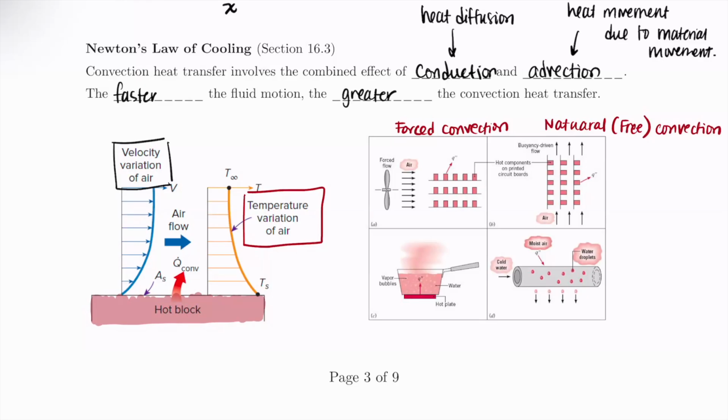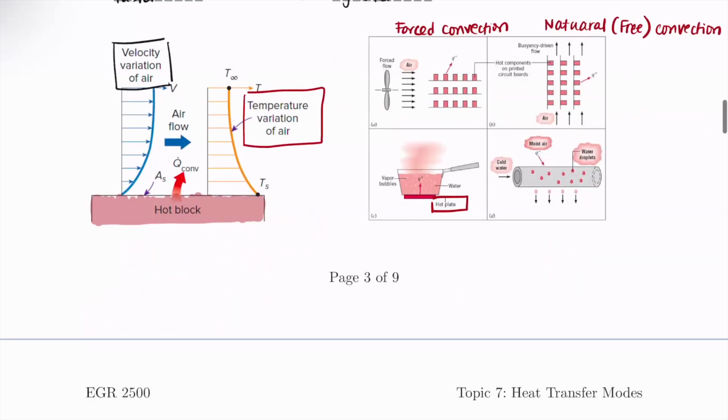And so that's what's driving the flow there. On the bottom row, we are heating water with a hot plate. The movement of the fluid is happening due to this hot plate, so we're putting energy into the system through an electric hot plate. And then another example of natural convection would be cold water flowing through a pipe, and then the moist air is going to condense into water droplets on the outside.